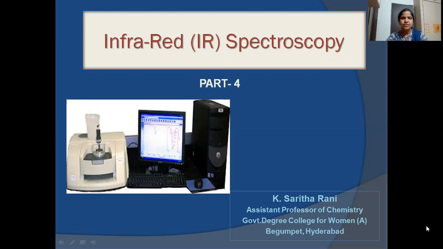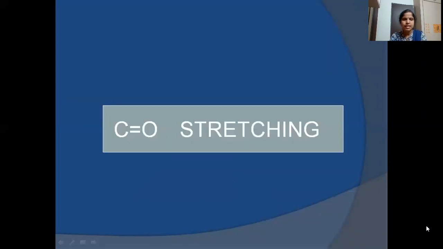So in our last class we have seen the vibrational frequencies of various functional groups. Till now we have covered the functional groups of OH stretching, NH, CH, C triple bond N, C triple bond C. In this class we are continuing with the other functional groups. The next functional group is the carbonyl stretching vibrations, that is C double bond O stretching.